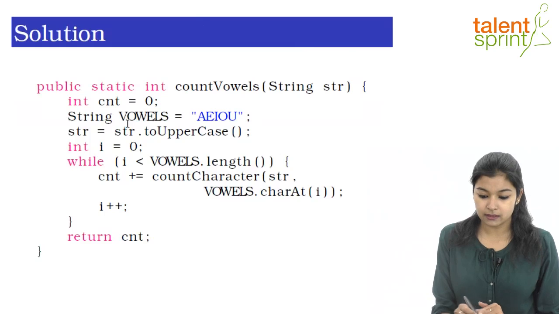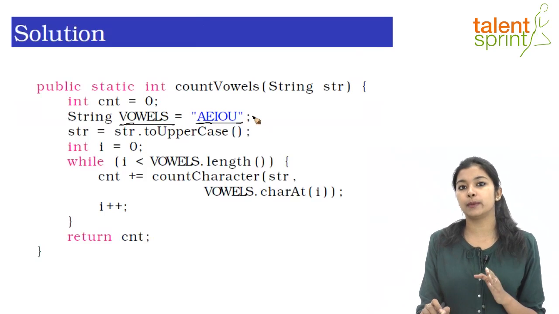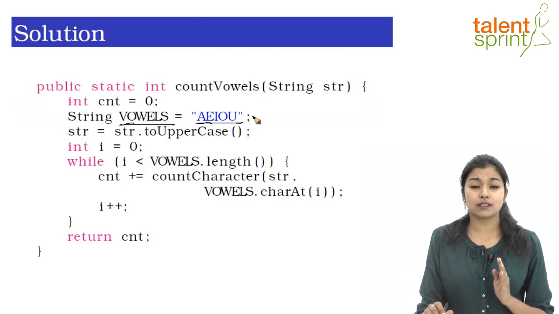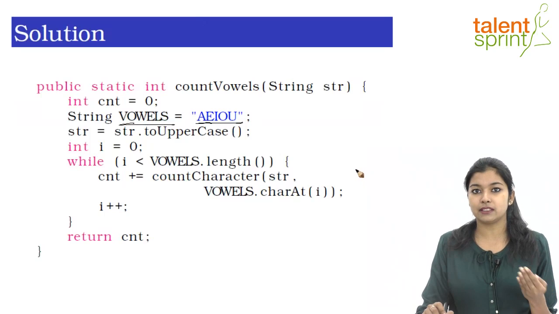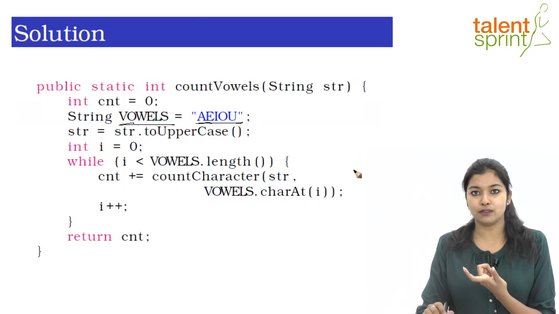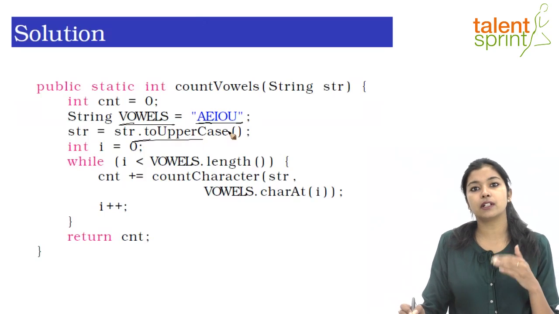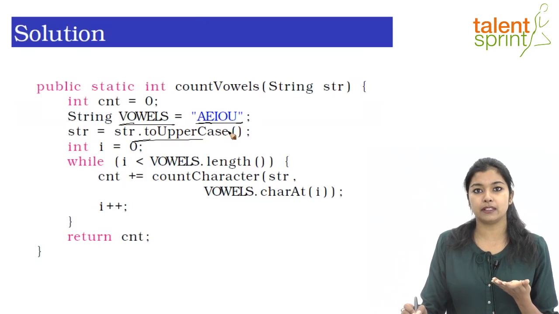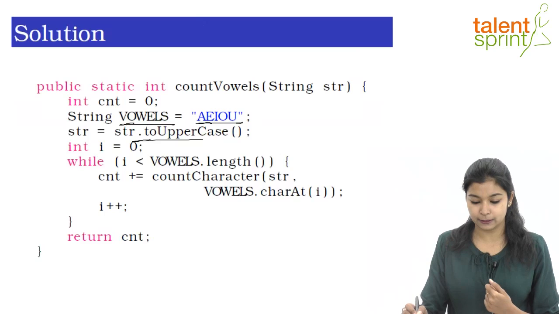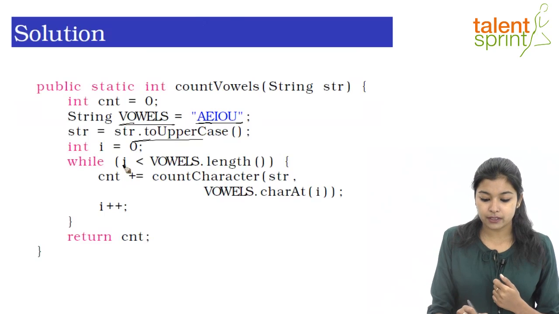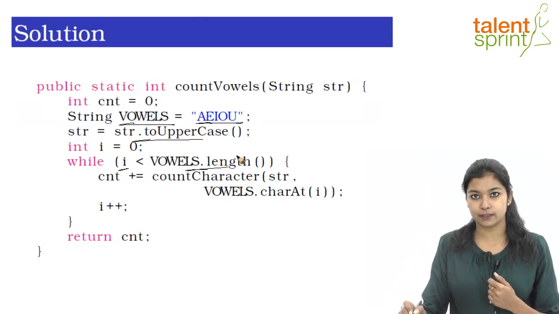We have created a string vowels and assigned all the vowels in uppercase to it. Since we need to compare these uppercase vowel values with our string at some point, for convenience we have converted our string also to uppercase so that the comparison becomes easy. Now we are traversing from i equals 0 to vowels.length.